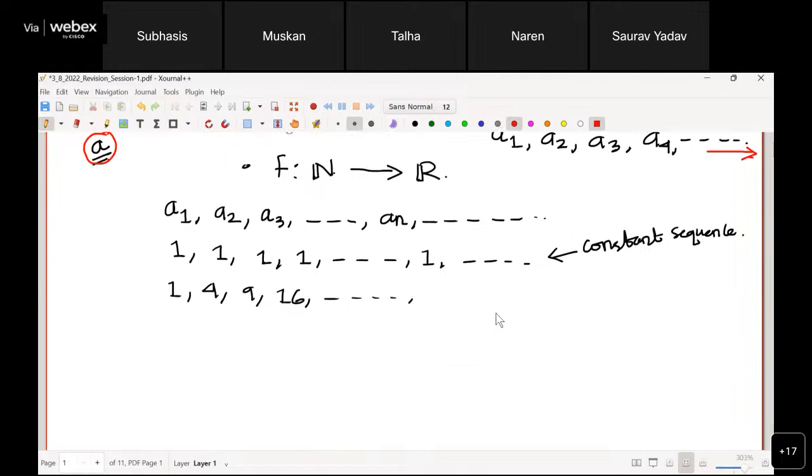For example, if you see the second sequence, this is my a1, this is my a2, this is my a3, this is my a4. As you can see, if I increase the value of n, this is going towards infinity. The terms of the sequence are getting larger and larger. That means it's not going towards any particular number a. So this sequence is going towards infinity, which means this is a divergent sequence.